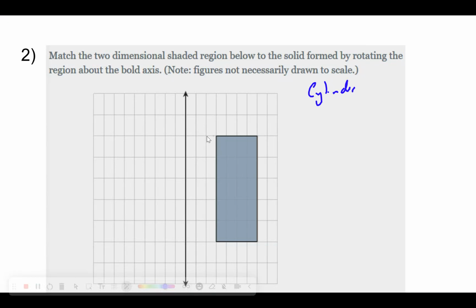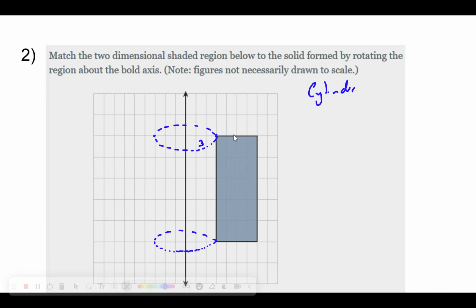Now the problem here is that there's this space between the rectangle and the axis. So notice that this space is a length of 3. So what's going to happen is when I rotate around this axis, this point is going to go over here, right? 3 away and come back around. That is going to be empty space. Same thing here, 3. That's empty space.